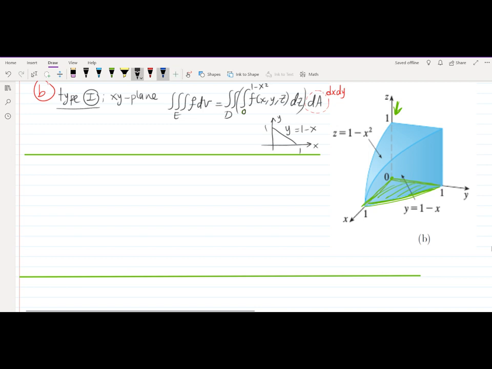So this is region D, and we select the strip to be dx dy, so it should be a horizontal strip like this. Then region D can be described as any point of the form x and y. We have y constant, so y changes from 0 to 1, and x is variable as a function of y, so x changes from 0 till this curve, which is x equals 1 minus y, so x is less than 1 minus y. Then we move on to type 2.